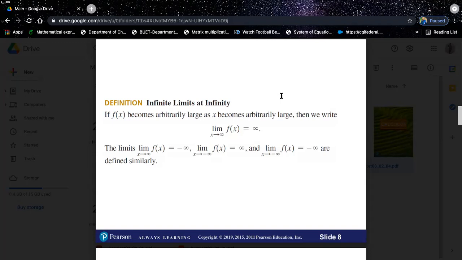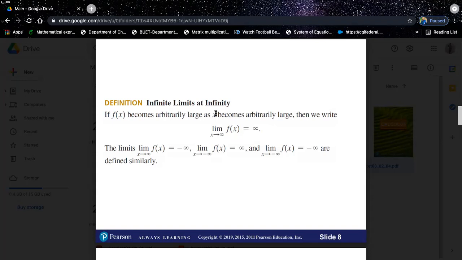So that is actually the infinite limit at infinity. We have seen both ways. We have seen x approaching a value and the function approaching infinity, or x approaching infinity and the function approaching a certain value. But what if both of these are approaching infinity?